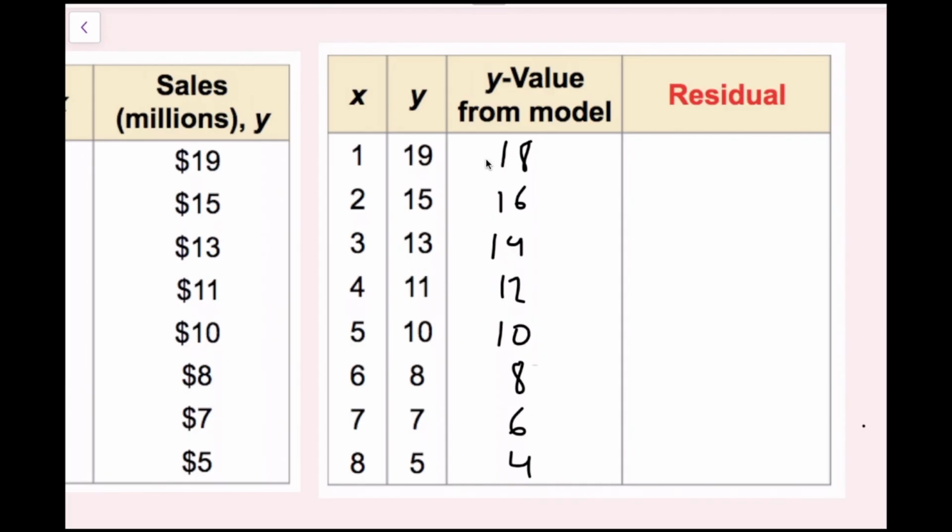Remember, the residual is the y value from the data set minus the y value from the model. So I just have to do this column minus this column to get the residual. 19 minus 18 is 1. 15 minus 16 is negative 1. 13 minus 14 is negative 1. 11 minus 12 is negative 1. 10 minus 10 is 0. 8 minus 8 is 0. And then we get 1 and 1.